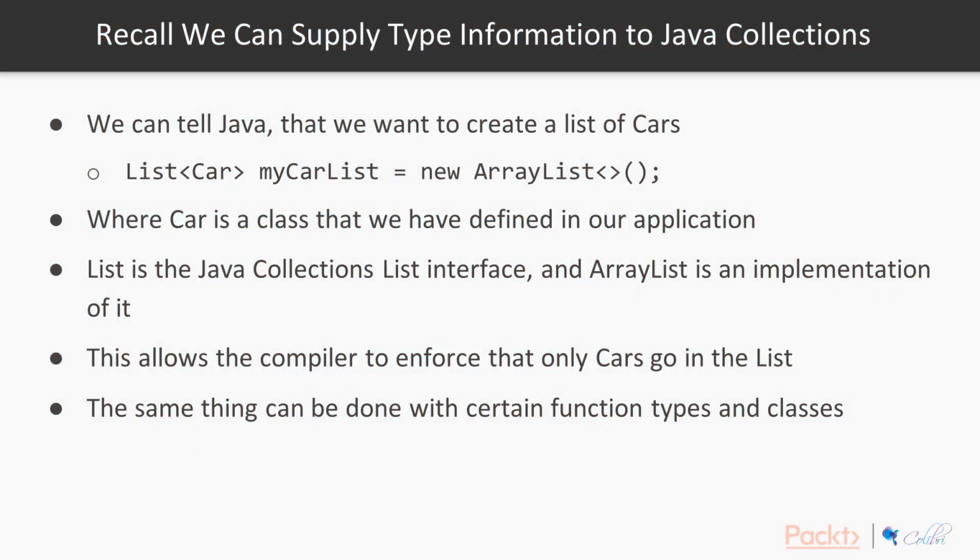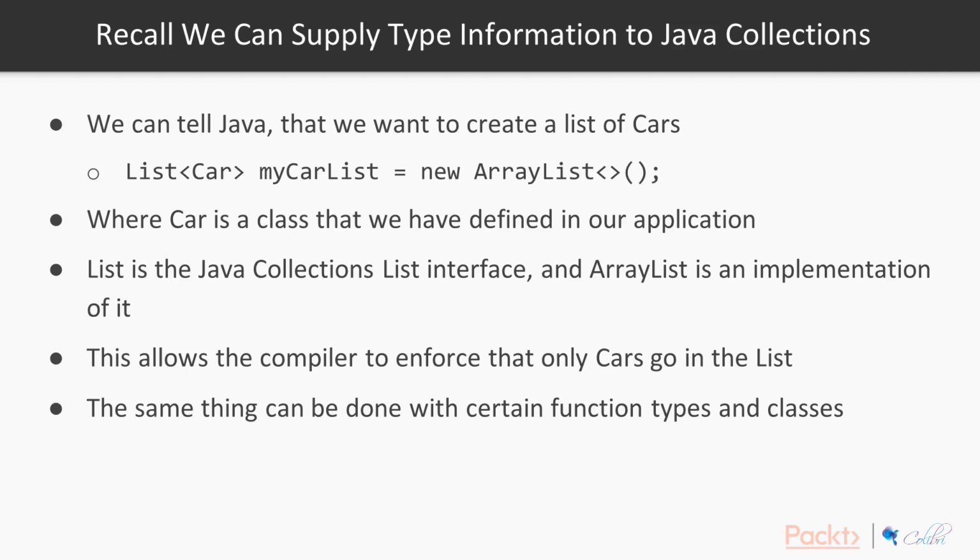So remember from the previous video section that we can supply type information to Java collections. For example, we can tell Java that we want to create a list of cars, just like this. We say List<Car> in the angled brackets, myCarList equals new ArrayList, and that tells the Java compiler that that list, or that collection, will only ever contain cars. Car is a class that we have already defined within the scope of our application, and the List is the Java collections List interface. That's this bit on the left hand side.